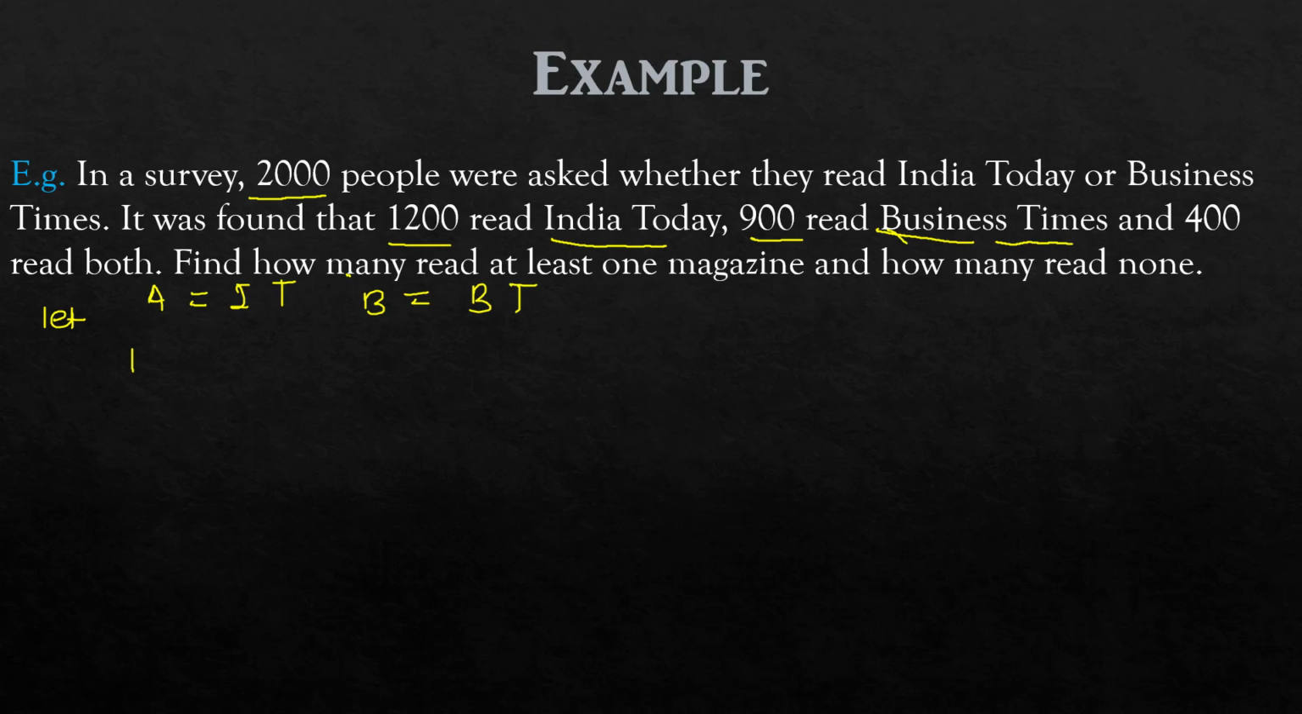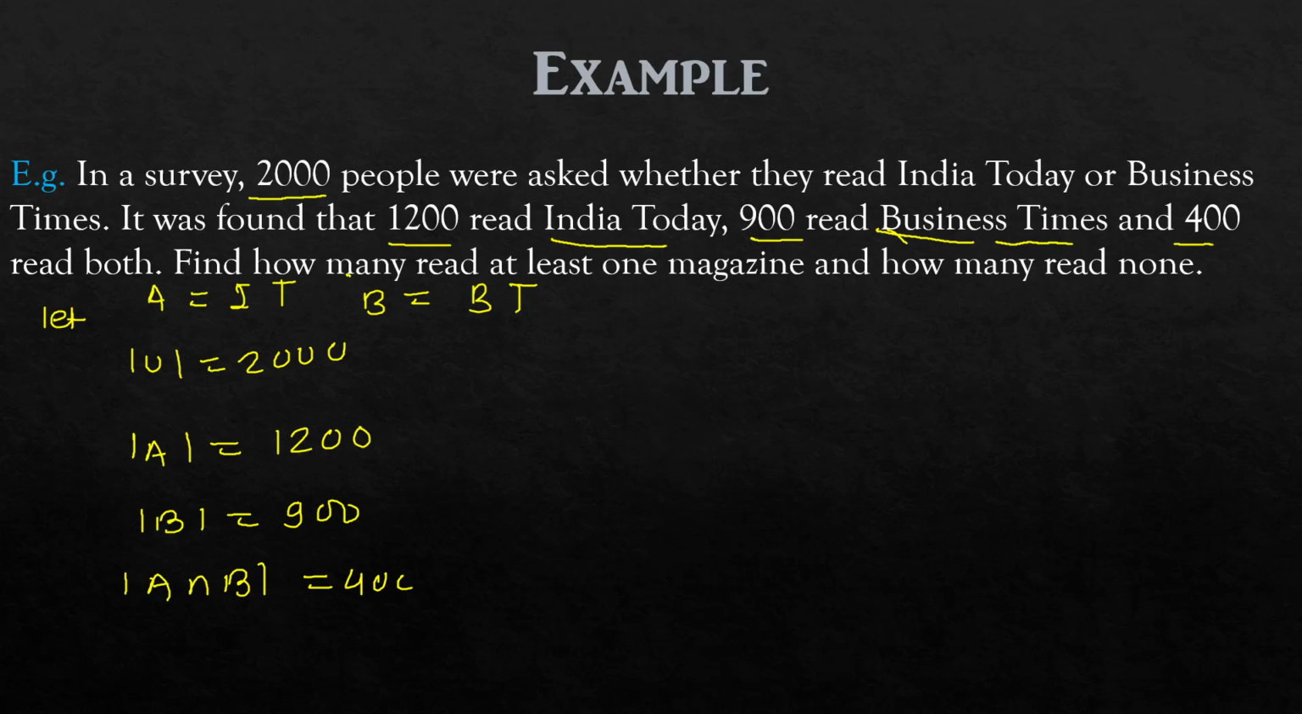Now number of U is equal to what? 2000. Number of A is equal to 1200. Number of B is equal to 900. Now यहाँ पे statement check कीजिए, 400 read both. Read both means here A intersection B is equal to 400. So this is the given data. Now what we have to find? How many read at least one magazine? How many read at least one magazine means we have to find the union of A and B.